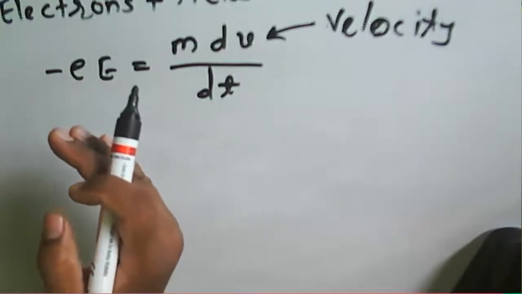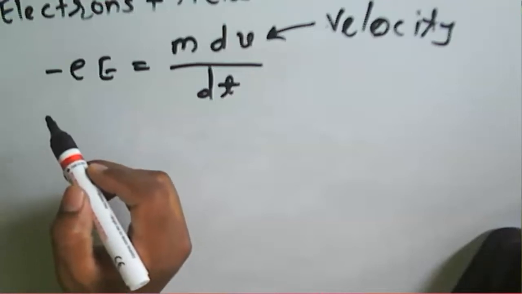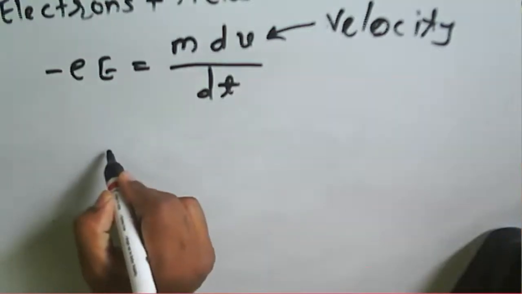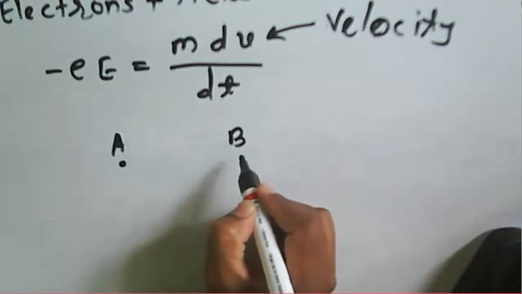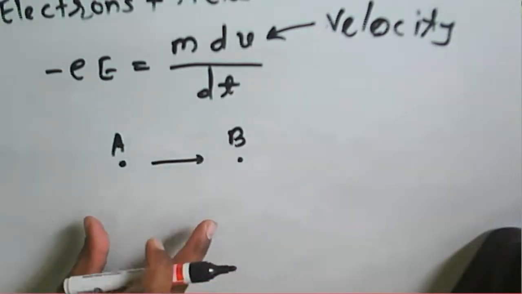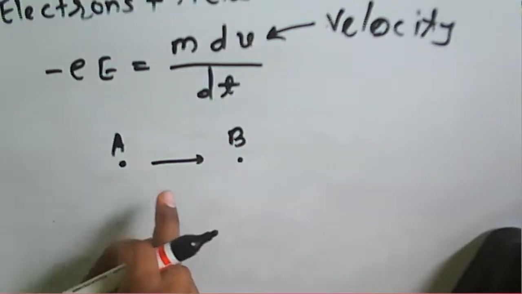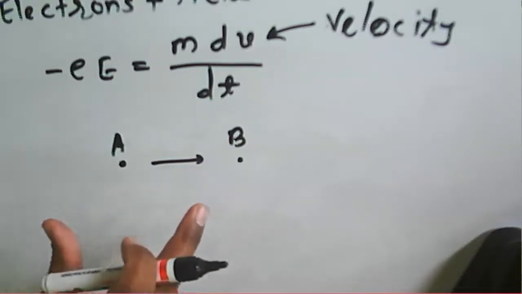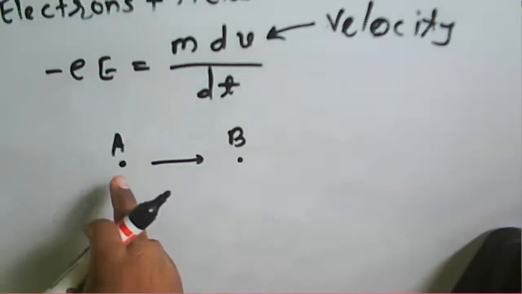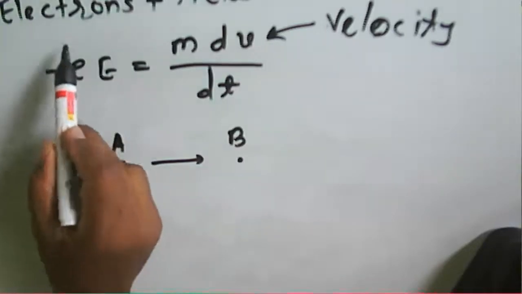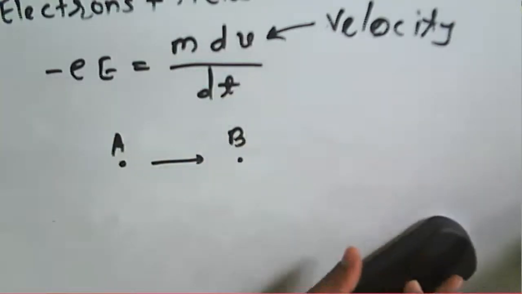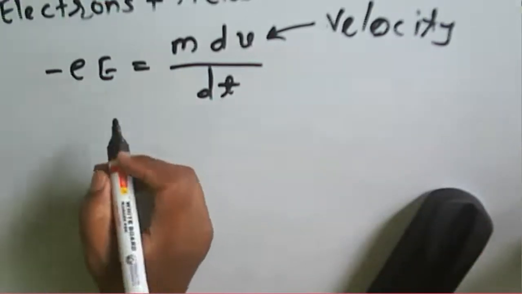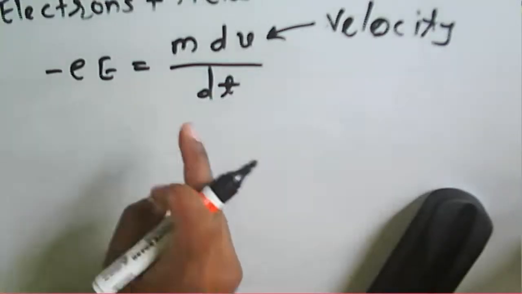So in that case, we can rewrite the equation for an electron moving from point A to point B. That is the movement of that electron. When the electron is moving from point A to point B, what happens? There will be work done by the field in carrying a charge from point A to point B. So we rewrite this equation in the form of what? What will be the displacement?